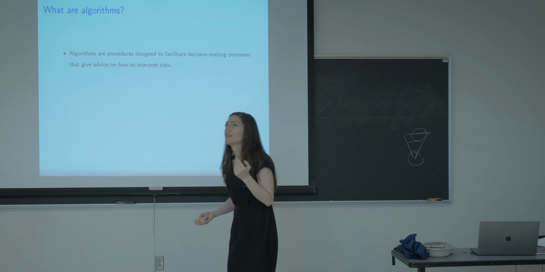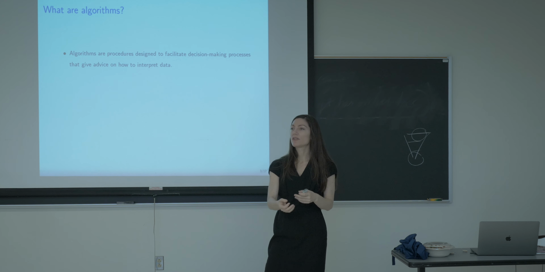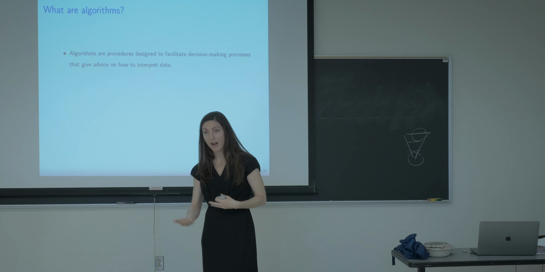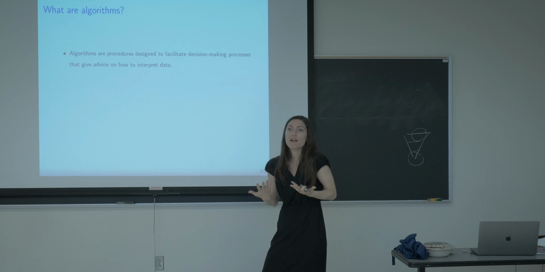So when it comes to implementation of algorithms, bias in the sense of unequal treatment of different groups might emerge for many reasons and at different steps in the development and implementation of an algorithm. So to get a sense of how that can happen, it's useful to first understand, well, what is an algorithm?